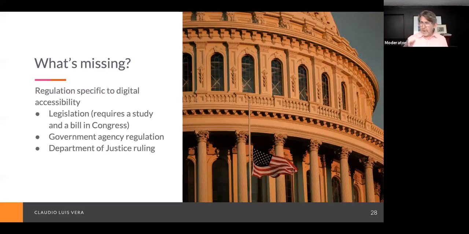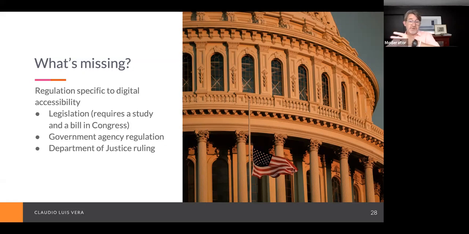So we've covered the Unruh Act, we've covered the CVAA, we've covered the ADA, we've talked about Section 504 and Section 508. Now, in all of this, what's missing is legislation that is specific to digital accessibility. So we're kind of in the position where if we take it to the courts, it's being decided in a bench trial by a judge. A judge is going to be listening to expert witnesses from both sides and trying to make the best argument that she or he can.